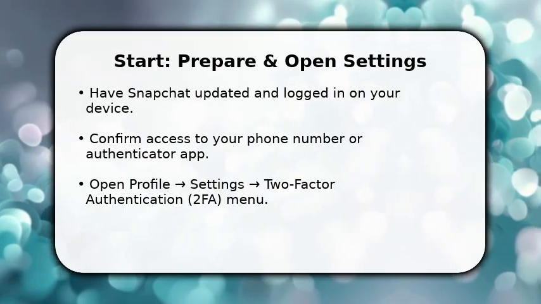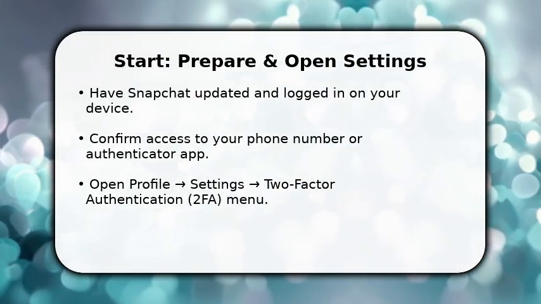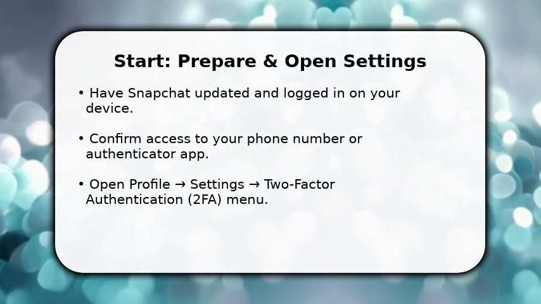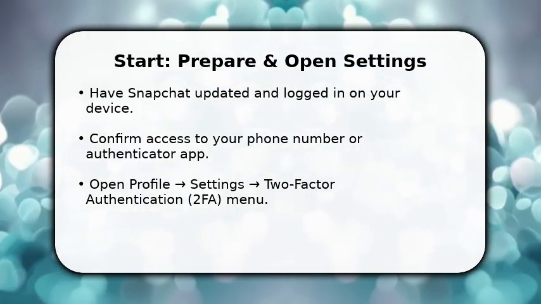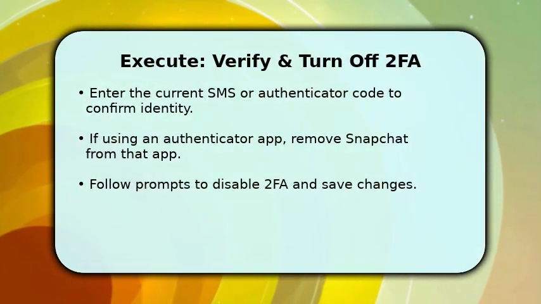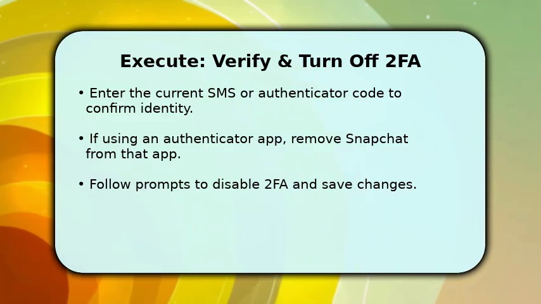You're doing this now because Snapchat requires an active session to change 2FA. Once there, choose Manage Two-Factor Authentication to begin the disable flow and follow prompts on screen. You'll need to prove it's you. Enter the SMS code or the 6-digit authenticator code when prompted.